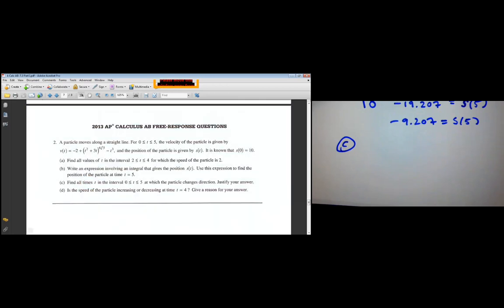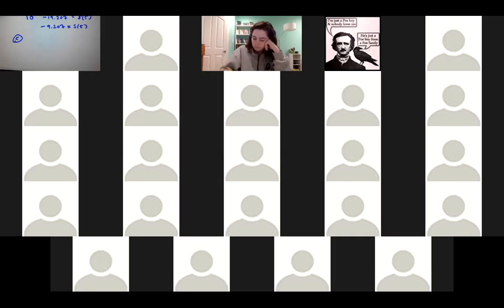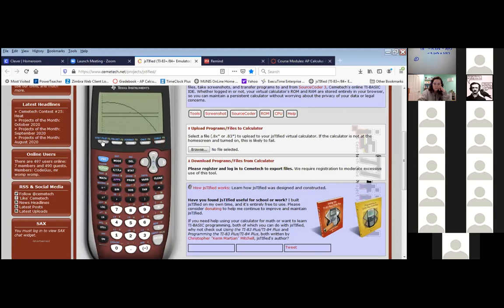Find all the times. So if we were to pull up our calculator, hold on, let me find mine. Okay, if we were to pull up a calculator, we would want to graph the velocity. Give me one second here. Let me delete this. What do we want our window to be, is it 2 to 4? I lost track of the problem. 0 to 5? 0 to 5, okay.